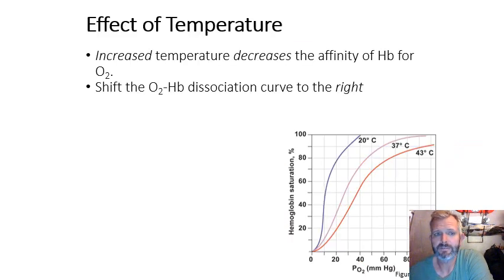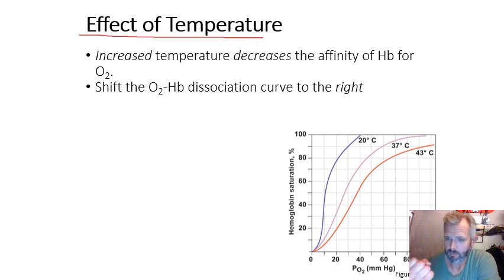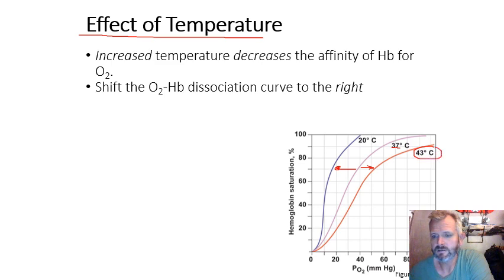Another factor that can affect the affinity of hemoglobin for O2 is temperature. Here is normal temp at 37 degrees. What happens when we get warmer? We get a right shift. When it gets colder, we get a left shift. And where do you see more unloading of oxygen? We have more unloading of oxygen when the temperature is higher. When the temperature is lower than normal blood temp, there is less unloading.